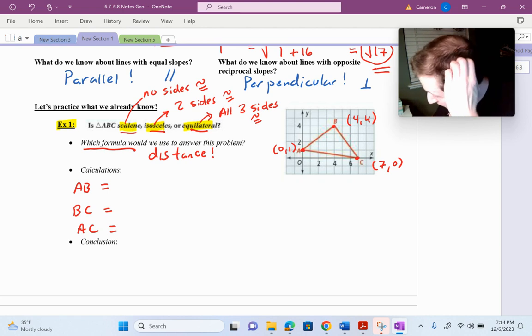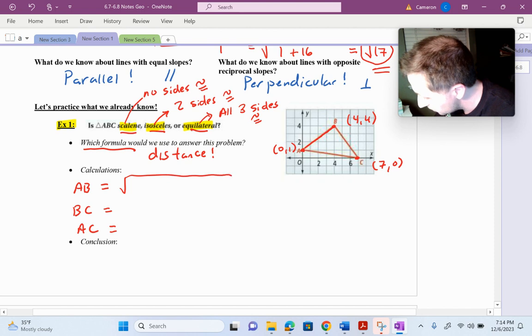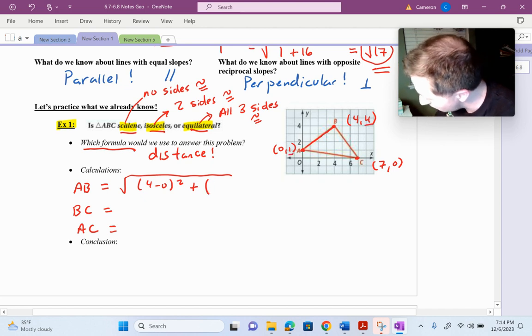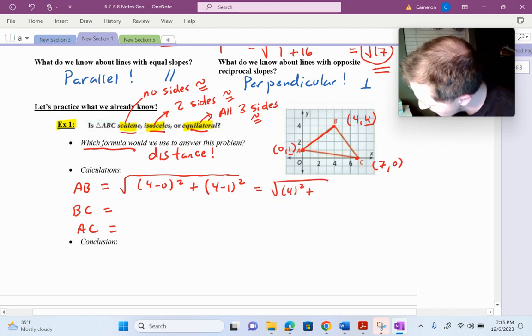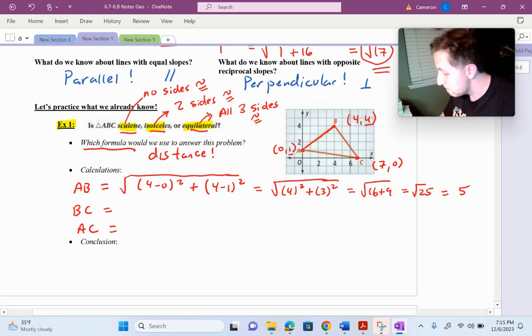So AB, I'm going to first focus on this segment here. I'll do this one in red. This is going to be the square root of x2 minus x1 squared would be 4 minus 0 squared, plus y2 minus y1 squared would be 4 minus 1 squared. And then I'm going to simplify. 4 minus 0 squared would be 4 squared. 4 minus 1 squared would be 3 squared. This gives me the square root of 16 plus 9, which is the square root of 25. The square root of 25 is 5. And by all means, you can use a calculator if you need to check any of those.